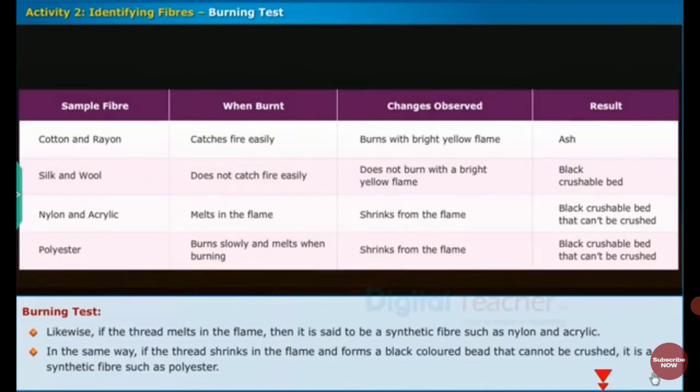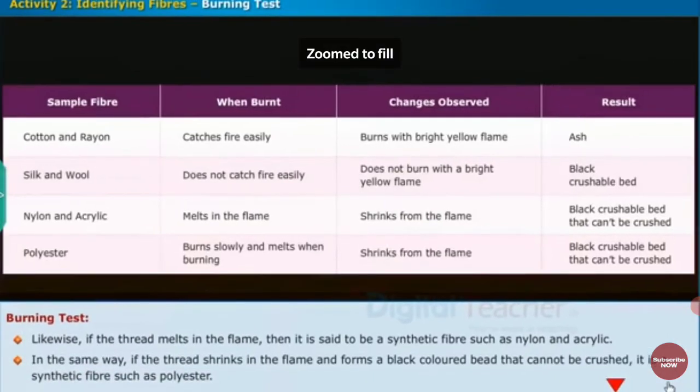It will give a black crushable bead. You can crush it like a powder. Silk and wool give the smell of hair burning. When you come to acrylic, it melts in the flame. You know that burning and melting are different, and it shrinks from the flame. It gives a black bead that cannot be crushed. It will become black and very hard.